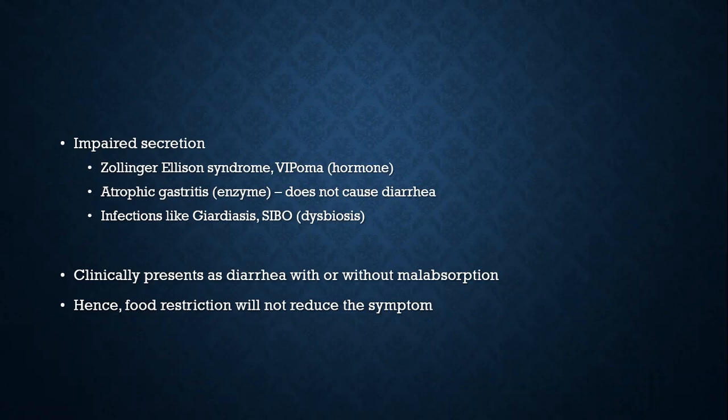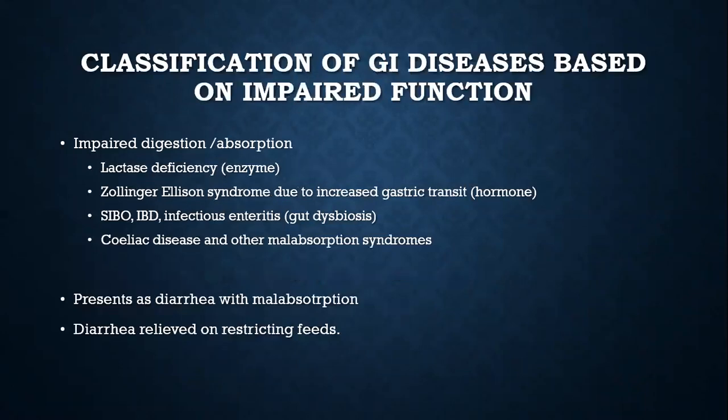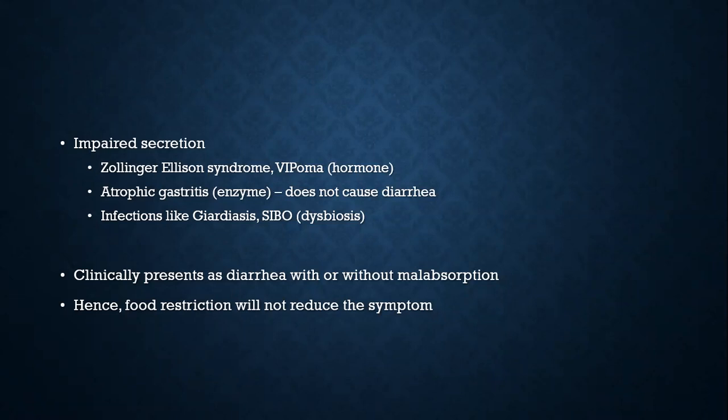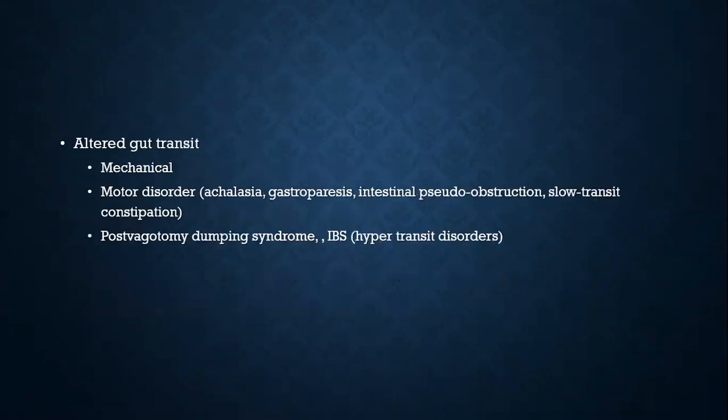That is, when there's excess secretion of hormone or enzyme, this also can present with diarrhea. But this is not associated with food intake. Here, food restriction will not relieve the symptom. So till now, we have discussed 2 categories of diseases which present with diarrhea, either impaired digestion or absorption, or impaired secretion. One is increased by taking food, the other is not affected by taking food. So we have finished enzymes and hormones. Now the third thing is gut transit.